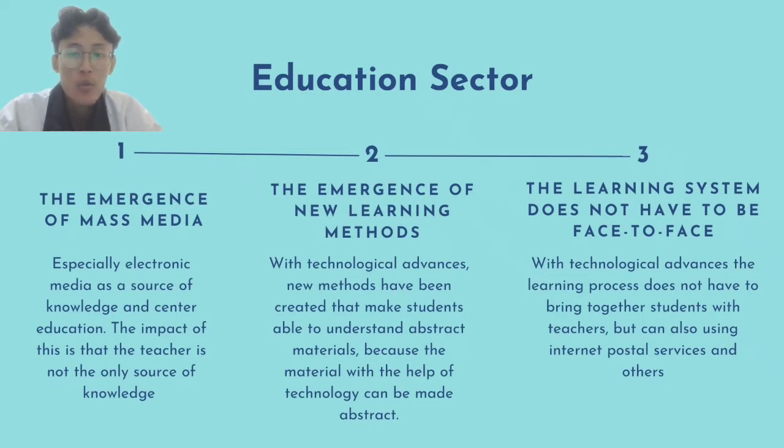Second, the emergence of new learning methods. With the technological advance, new methods have been created that make students able to understand abstract material, because the material with the help of technology can be made concrete. Third, the learning system does not have to be face-to-face. With technological advance, the learning process does not have to bring together student and teacher, but can be done using internet portal service and others. For example, we can use Zoom and Google Meet to study together.